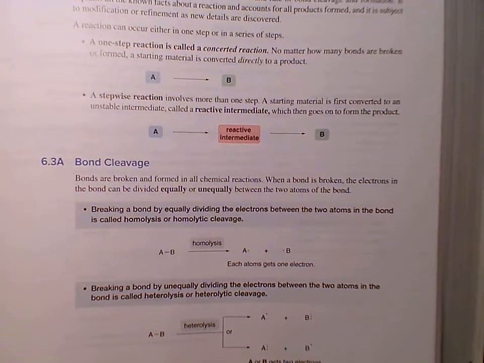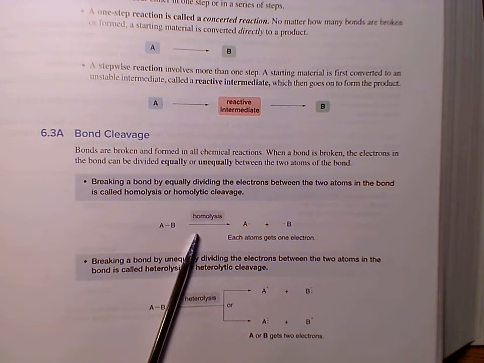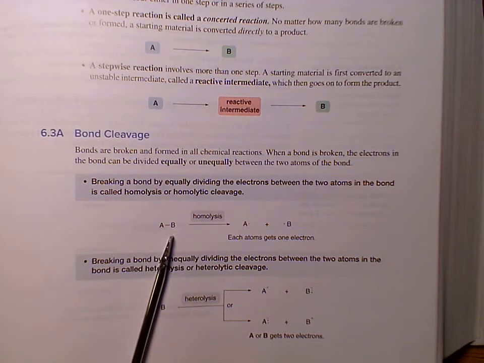Now, bond breaking is always endothermic. It always takes energy to break a bond. You have to add energy to get bonds to break. There are two ways bonds could break. One is by homolysis or homolytic cleavage, where if you have A bonded to B, A gets one of the electrons in the bond and B gets the other electron in the bond. So remember, a bond is two electrons. One electron goes to A, the other electron goes to B. That's homolytic bond cleavage, and it's actually kind of rare. We will cover this in Chapter 15, and you don't see it that often.